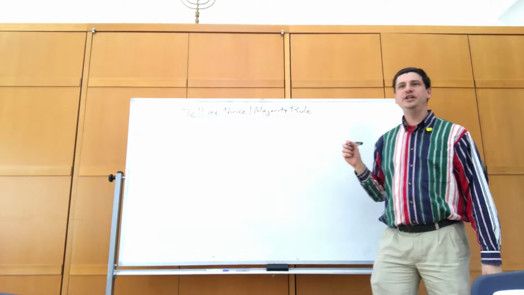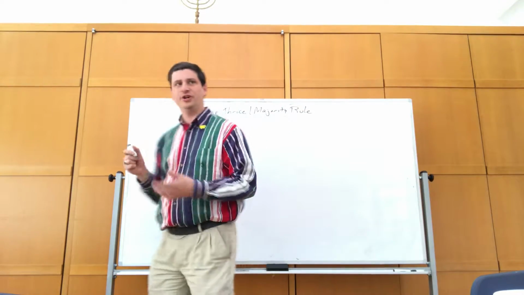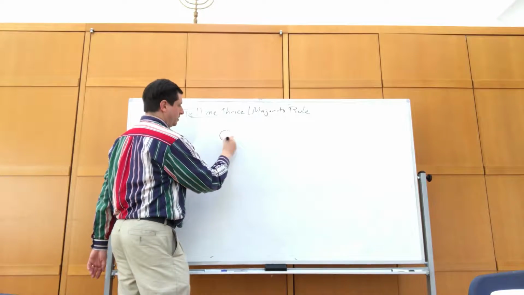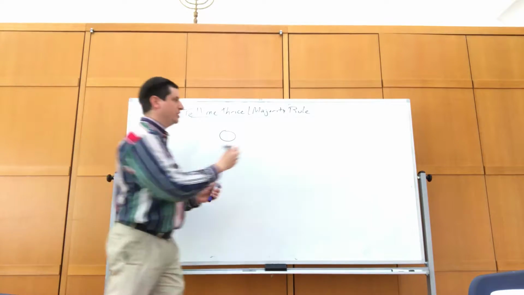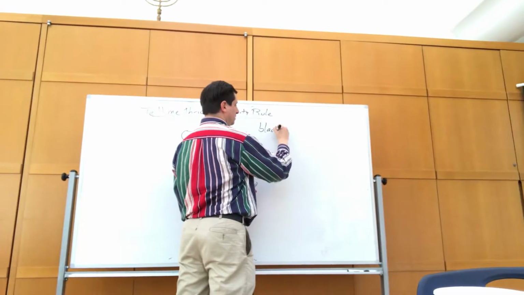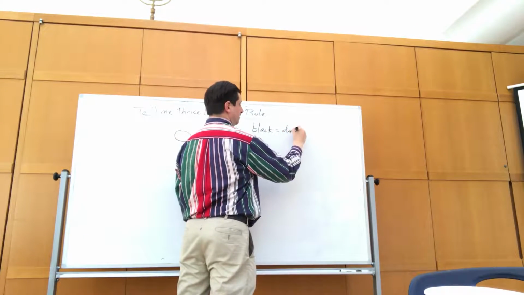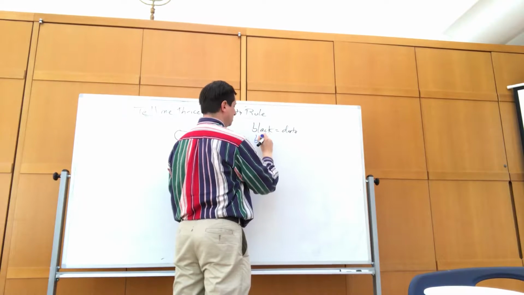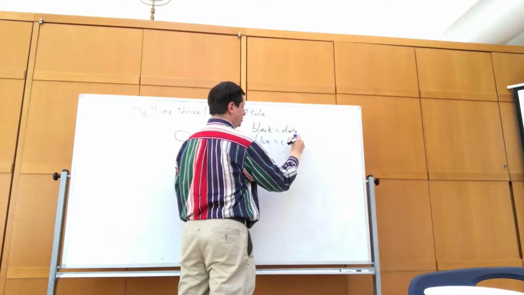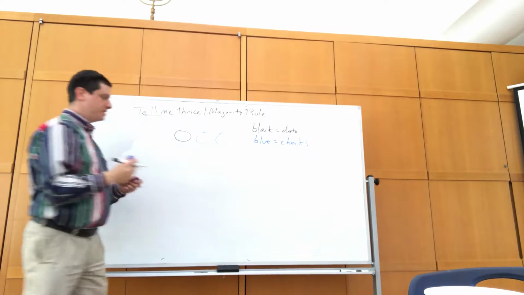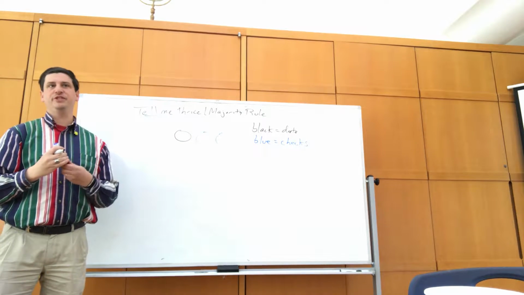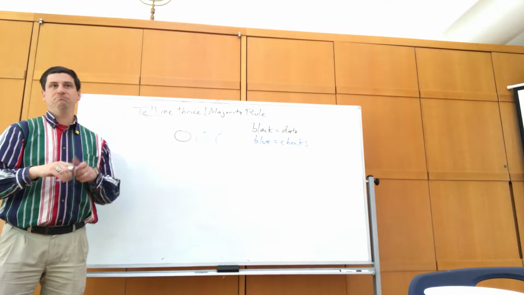So I want to show you another way to view the tell me 3 times majority rule. I'm going to do it the following way. Black is always going to be data, and blue is the check digits. So black equals data, and blue is the checks. This is the standard way to view the tell me 3 times.